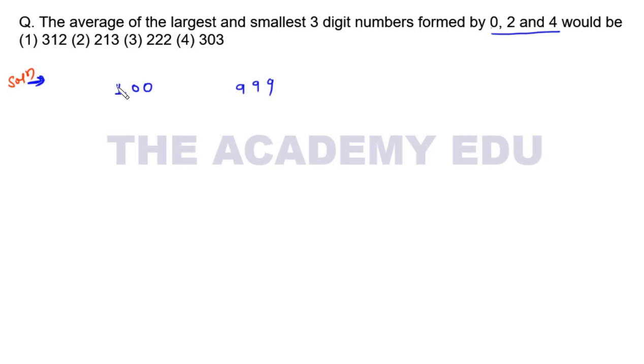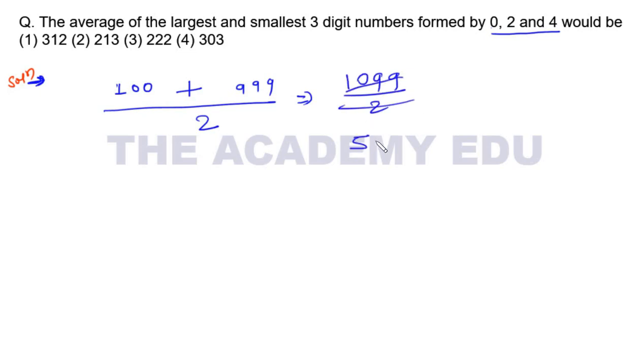The average is addition upon 2 numbers. So add it. You will get 9, 9 and 10 upon 2. Divide it. 2 5s are 10, 2 4s are 8, 2 9s are 18, 2 5s are 10. So this is the average of the smallest and largest three-digit numbers.